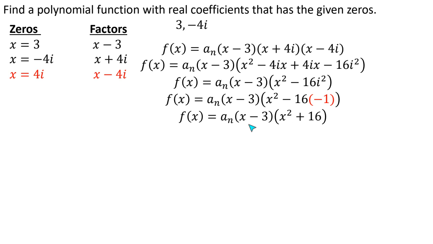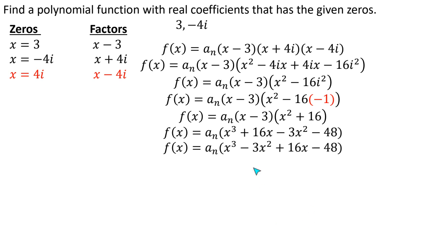Now I'm going to multiply x times x squared is x cubed. X times 16 is 16x. Negative 3 times x squared is negative 3x squared. And negative 3 times 16 is negative 48. Gather up any like terms that you have. And I like to write them in descending order. So I have x cubed minus 3x squared plus 16x minus 48.